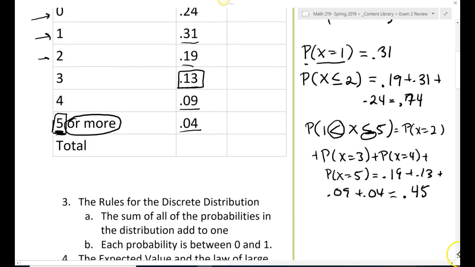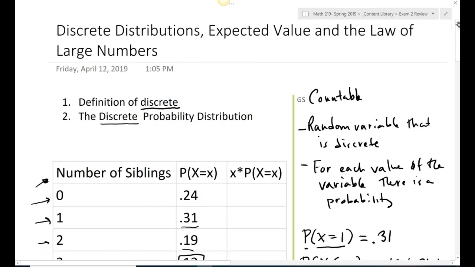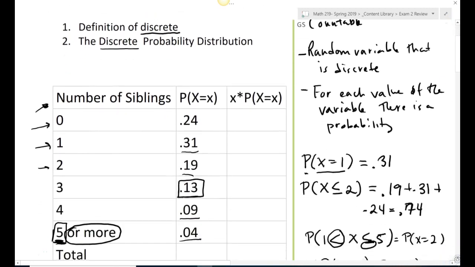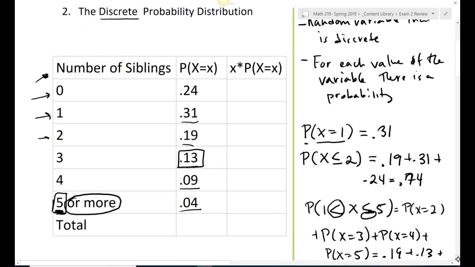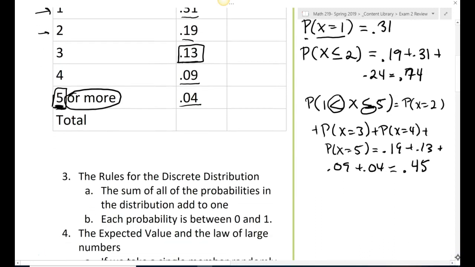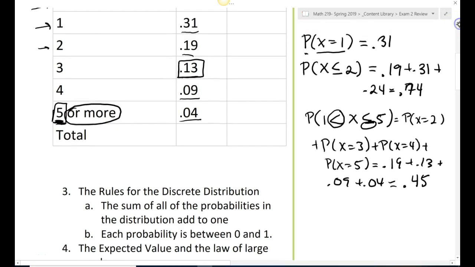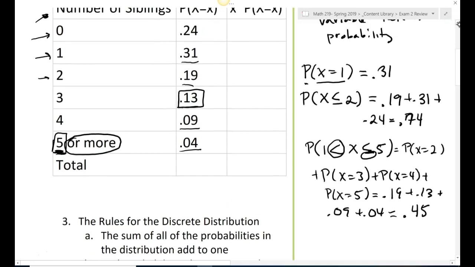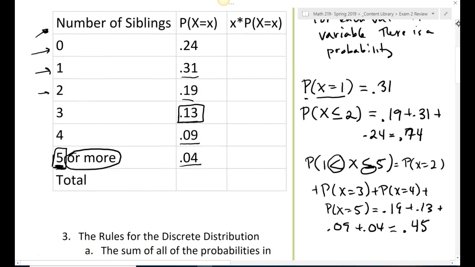Now, one of the other things that we want to do is notice that this helps me read or interpret the table, but how do I know it's actually a probability distribution? Well, I have 2 rules for it. The first rule is that the sum of all the probabilities in the distribution adds to 1. The second is that each probability is between 0 and 1. Now there's actually a third, and that's that the values for the random variable are all represented in the table, and you can see in this case that's true because we have 0 to 5 or more.